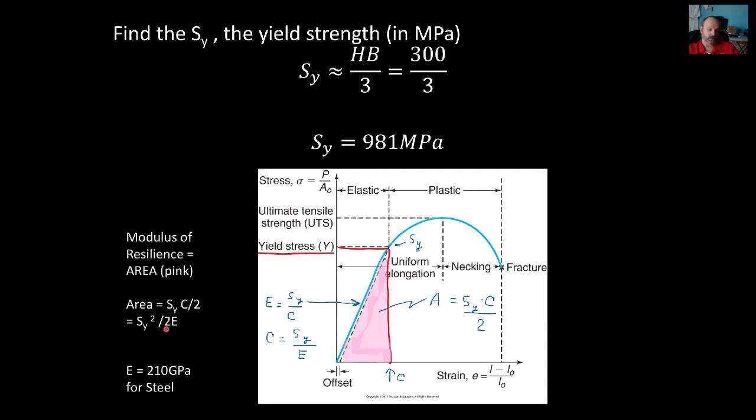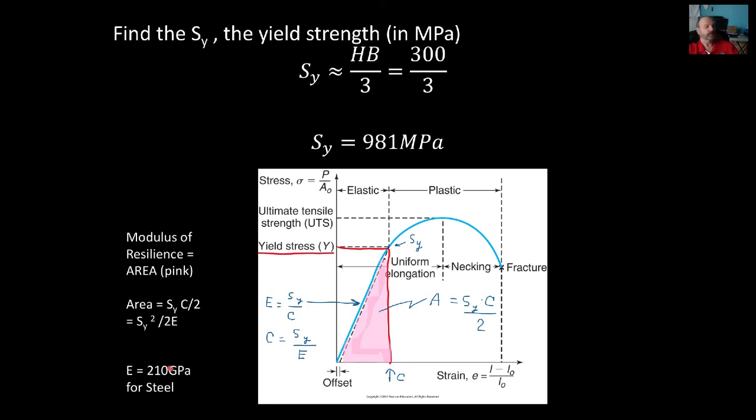Okay, and we estimated the value of S sub Y based on the hardness test, the HB value. And the rule of thumb is if you have an HB value, you divide it by 3 and you'll get an estimate of the yield strength. And then if you take that estimate, the yield strength squared, and divide by twice the elastic modulus, you'll get the resilience, okay, because you're finding the area.